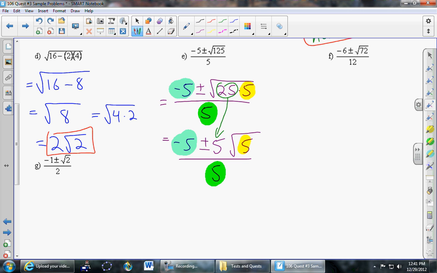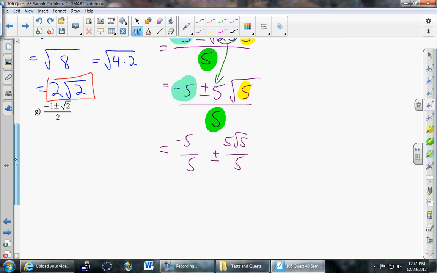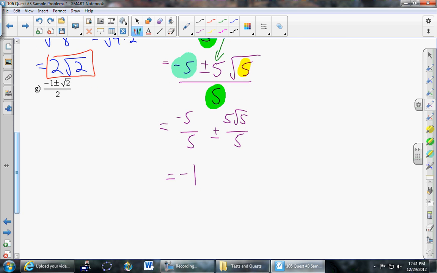Maybe we can cancel some of them. So next step, I'd encourage you always to do this, is when you have a problem like this, split it into 2 fractions. Negative 5 over 5, that's the blue and the green. And then plus or minus 5 radical 5 over 5, that's the yellow and the green. And now we can simplify these. That's really a negative 1.